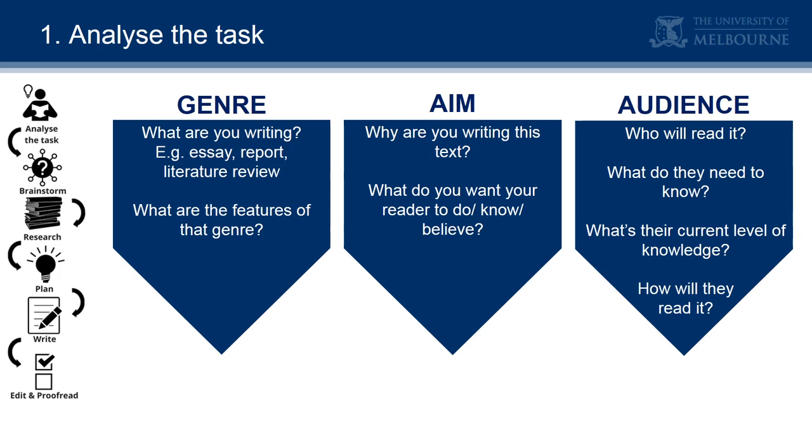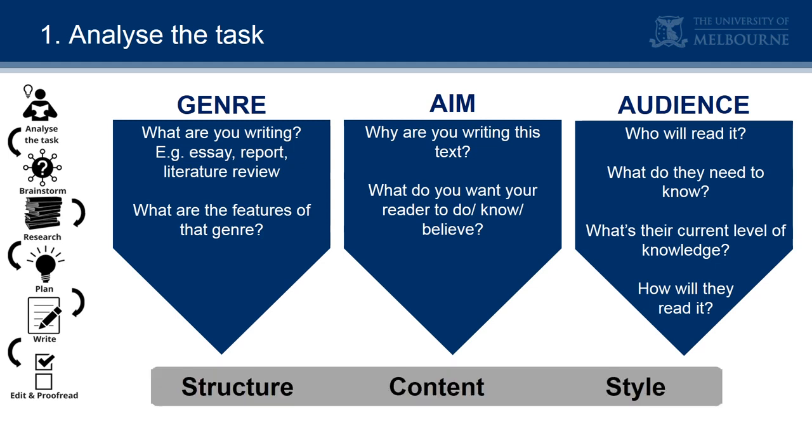In most cases, we write for an audience, not just for ourselves. So you need to consider who will read your paper and what their expectations are. Think about what readers need from the paper or why they're reading it, their level of knowledge, and how they will read. Will they scan and jump between sections or read in detail from start to finish? Considering genre, aim, and audience will help you to work out what and how much content to include, how to structure your paper, and the required writing style.